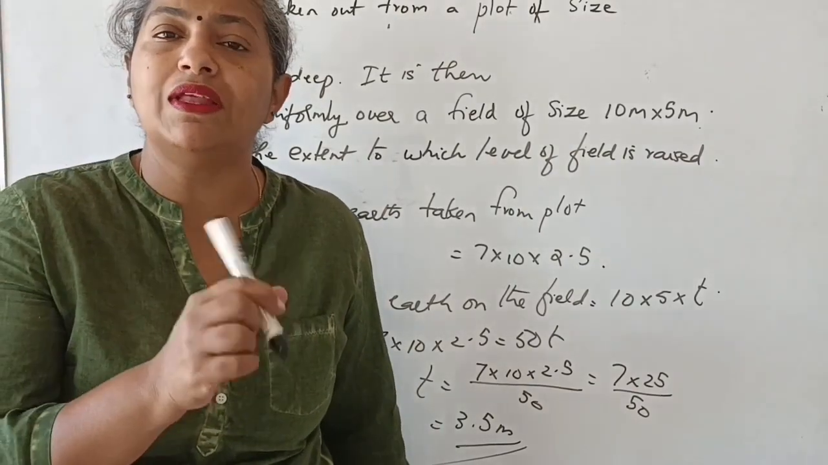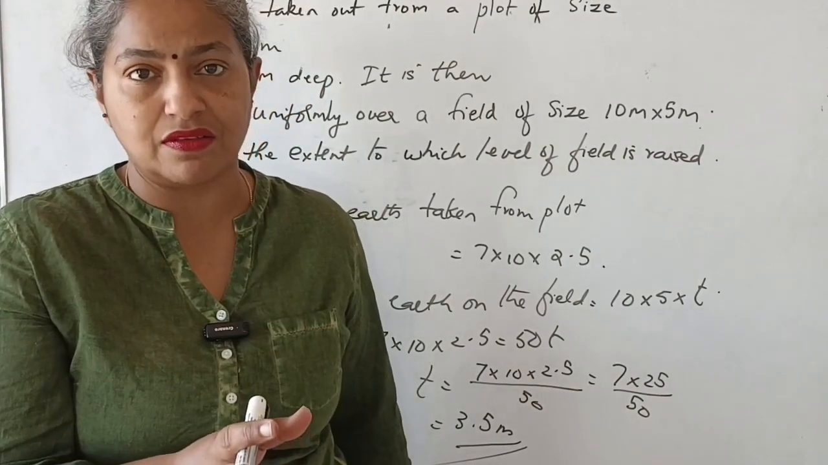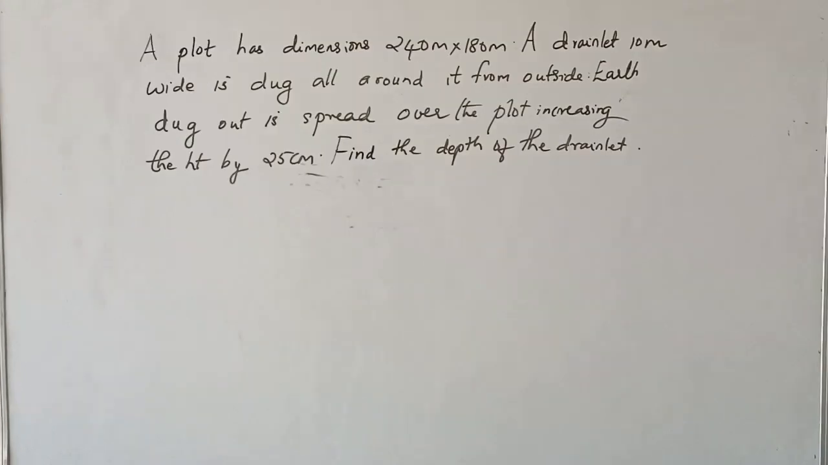Now, let us go to a sum that is a bit more complicated than this. A plot has dimensions 240 meters by 180 meters. A drainlet 10 meter wide is dug all around it from the outside. Earth dugout is spread over the plot, increasing the height by 25 centimeters. Find the depth of the drainlet. So read the question properly.